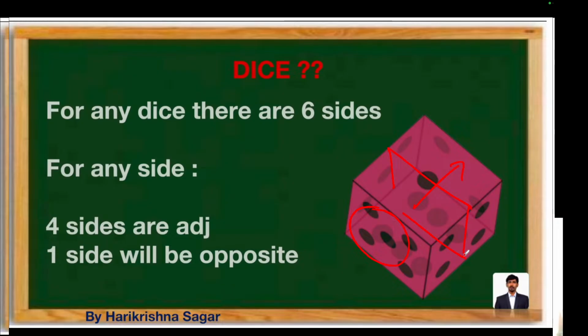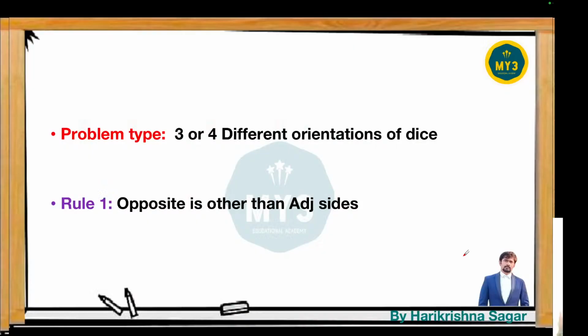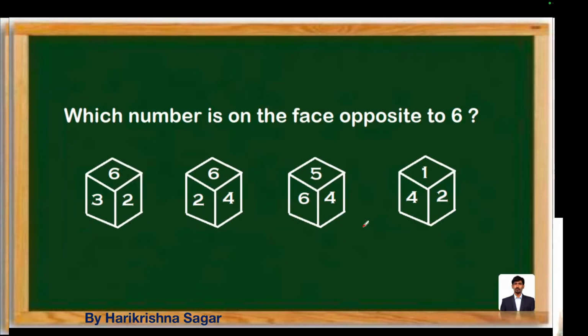Using this point, you can solve the questions of type 1. How? For every face, there are 4 adjacent faces and the leftover one is going to be opposite. So you try to figure out the adjacent faces and find out the opposite one. That is rule number 1, which you need to keep in mind. Opposite is nothing but other than the adjacent sides. We'll take one example question so that you get clarity on rule number 1. If you observe this particular question, what is the face opposite to 6? Opposite to 6 means the face at the bottom, this face we need to figure out.